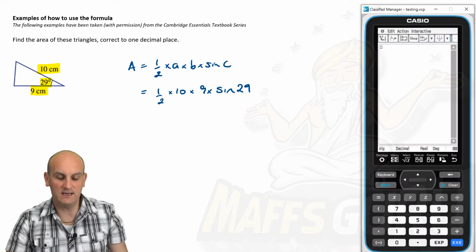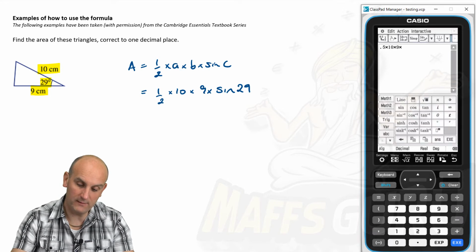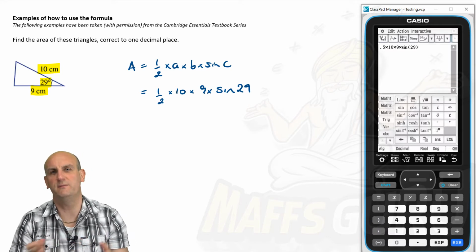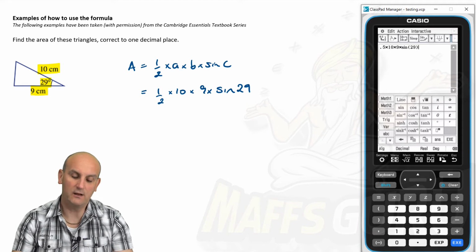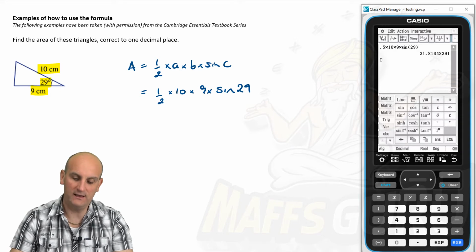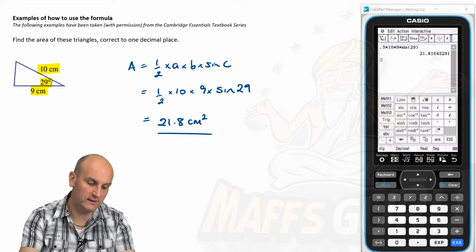I'm going to fire up my CAS calculator, and we're just going to type it in as 0.5 times by 10 times by 9 times by, let's bring the keyboard up and trig, and let's say sine, not that one, finger slipped, sine of 29 degrees, and don't forget to close the bracket. Now I'm using the Casio ClassPad. If you're using the TI Inspire, pretty much the same idea here. Close the bracket, very, very important. Make sure your calculator's in DEG mode, and when I hit enter, I end up with the beautiful value of 21.8 centimeters squared. Why am I doing it to 1 decimal place?